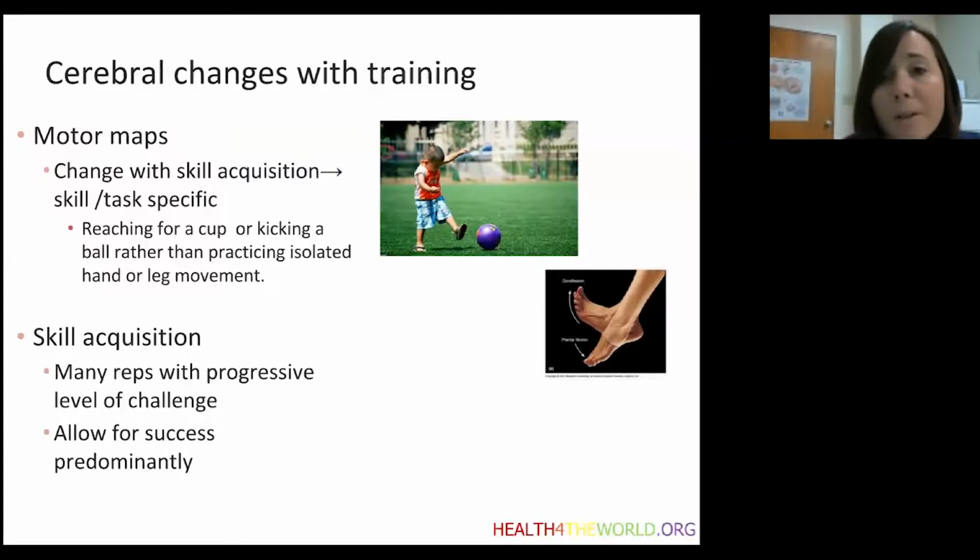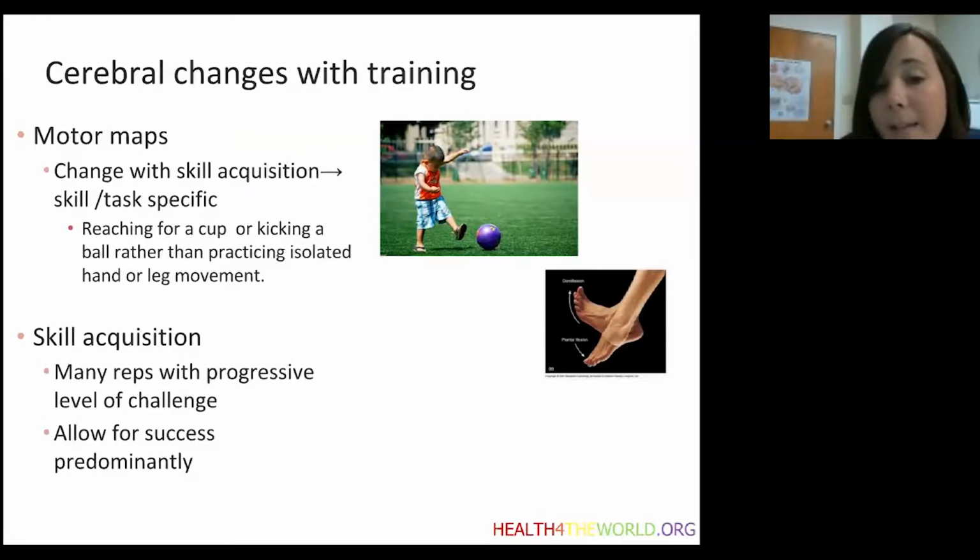So if you want your hand to start working more, scientists have noticed that greater recovery is most likely going to happen if you're working an entire activity. So reaching for a cup or kicking a ball, you're more likely to see improvements than if you just practice the movement or the hand motion in isolation.